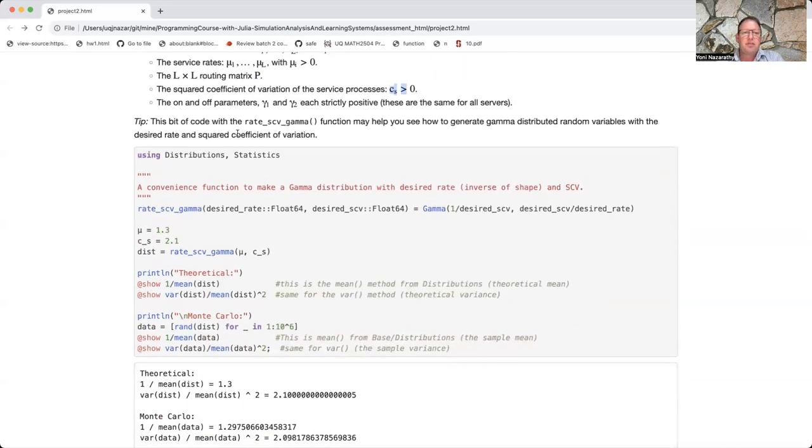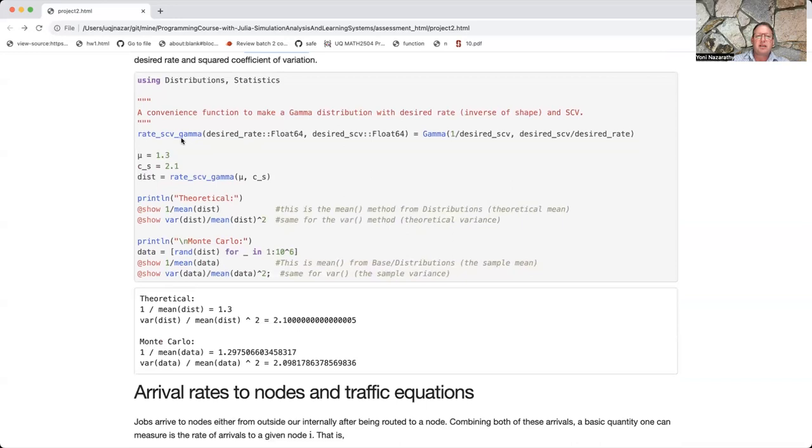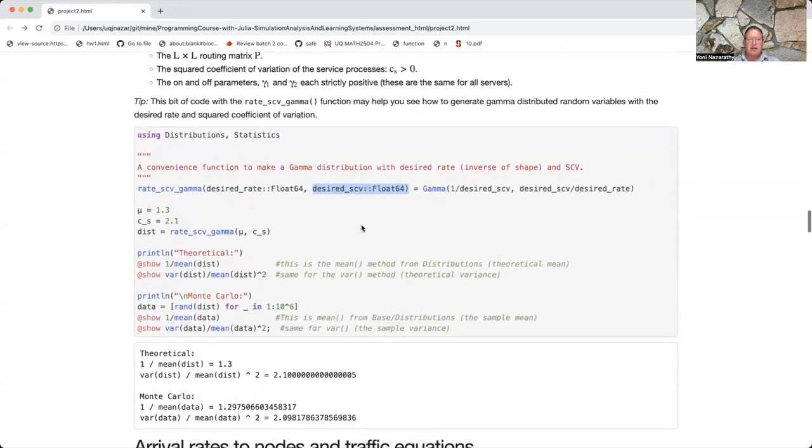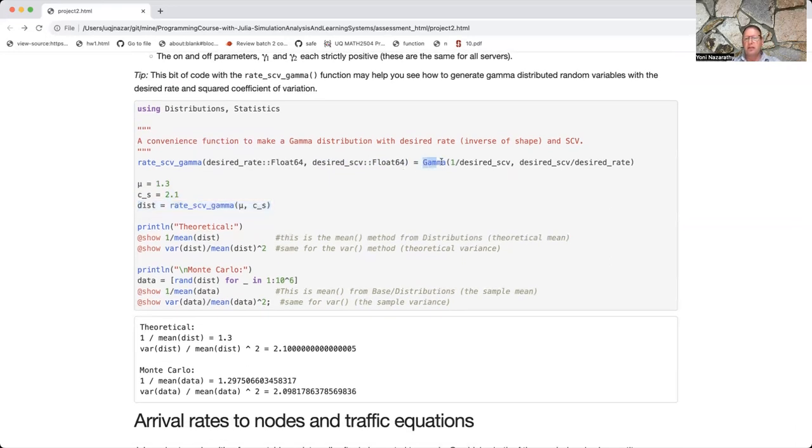Here's a tip. This bit of code, which we call rate CSV gamma, may help you generate gamma distributed random variables with a desired rate and squared coefficient of variation. All we did is give you some code where, if you give it a rate, that's like a mu, and a desired SCV, that's like a CS. For example, if you had mu 1.3 and CS 2.1, it's going to create a distribution object. It just constructs a gamma distribution object, with the parameters of the gamma distribution as they are in the distributions package.